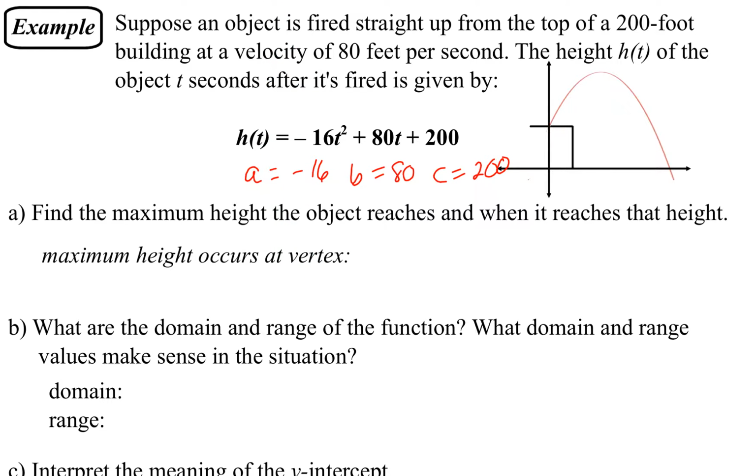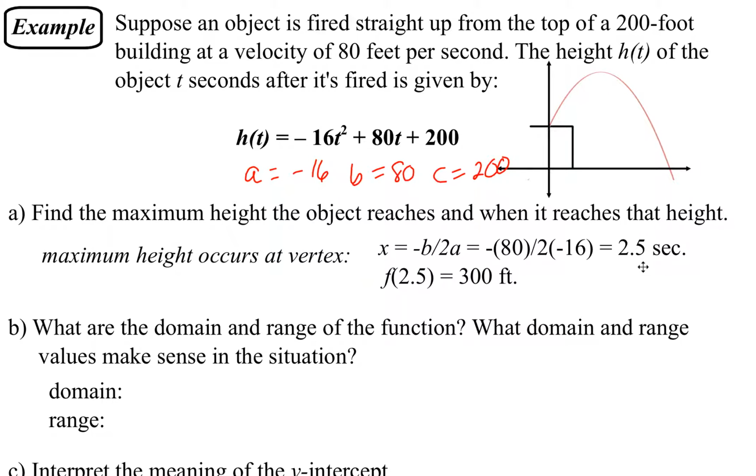So the x-coordinate at that vertex is negative b, which is negative 80, over 2 times negative 16. Okay, so I have that worked out for you. If you punch that into your calculator, you get 2.5 seconds. That's an x value. So x equals 2.5 is the equation of our axis of symmetry, which happens to be the x-coordinate of the vertex.